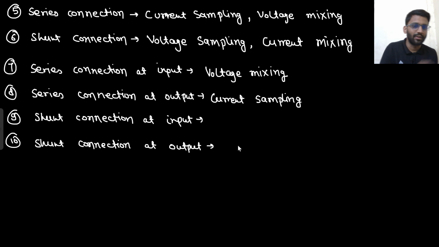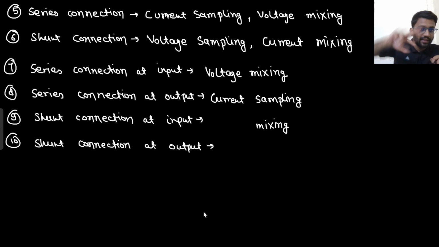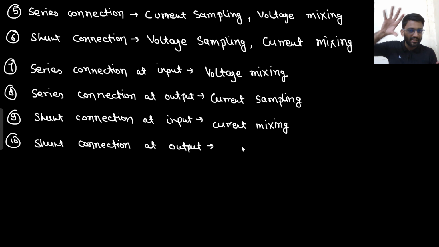Shunt connection at input. If at input, that means it is mixing. Now, what is mixed in shunt connection? Tell me. In shunt connection, current is mixed. So it shows current mixing. So if you have shunt connection at the input side, that's for sure, there will be current mixing.